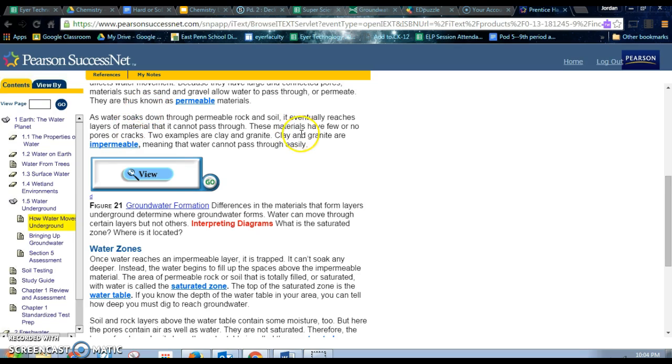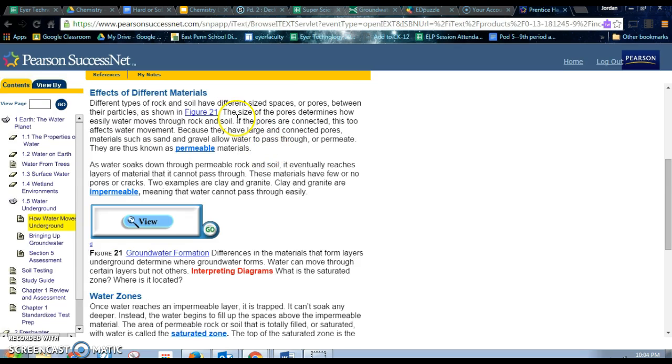We want to know the definition of the word permeate. It says the size of the pores determines how easily water moves through rock and soil. If the pores are connected, this too affects the water movement. Because they have large and connected pores, materials such as sand and gravel allow water to pass through, or permeate. They are thus known as permeable materials.